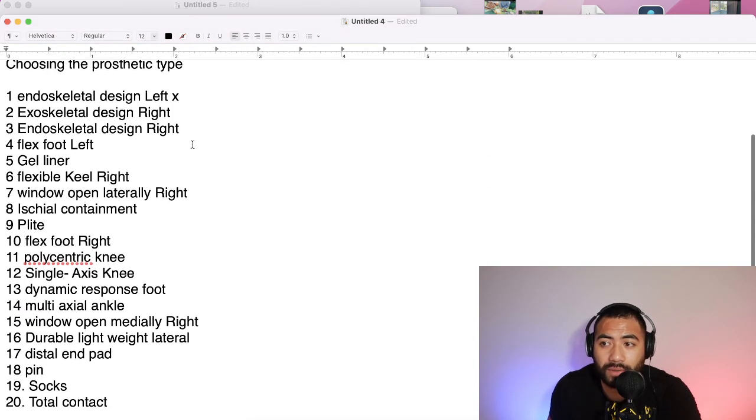So we're going to do an endoskeleton design. It's not left, it's right. This is exoskeleton, so that's wrong. This is endoskeleton right design. So this is what I want. Okay? And am I certain by this information? Yes, I am certain, so I'm going to underline it.